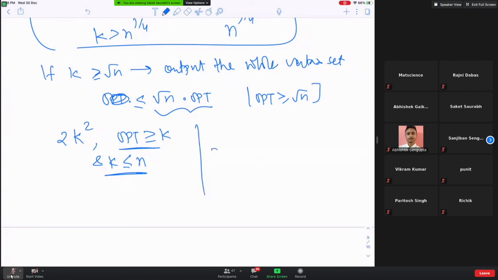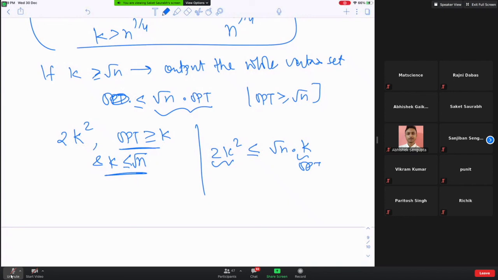I can say 2k square is less than or equal to square root n times k. Is this fine? Yes. Sir, is k at most root n or n? No, k is at most root n. You're right. So this is why 2k square becomes, one k I use for opt, another k is less than or equal to root n. So in both cases, I am able to give you a square root n approximation algorithm.